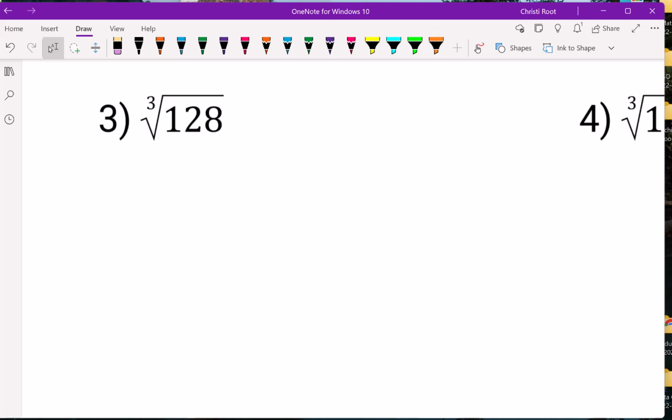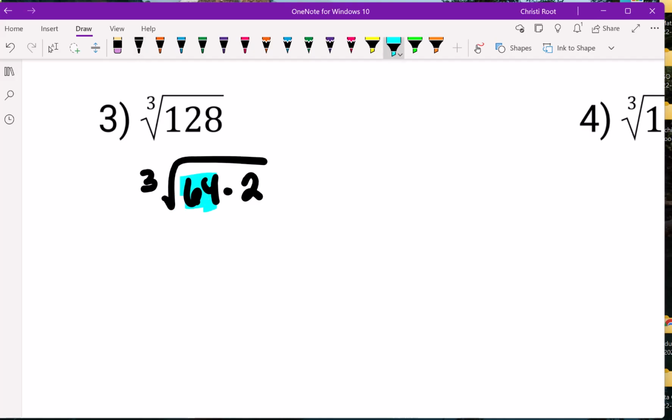Now, it has to be the biggest cube, though. It can't be the first one that you find. So I'm going to pause it again, and you figure out the biggest perfect cube that will divide into it. Yeah, so if you actually divide it by 8, that's not big enough. 128 divided by 8 is 16. And 16 is also divisible by 8. So you have to use 64. You've got to find the biggest perfect cube. So I'm going to use 64 times 2.